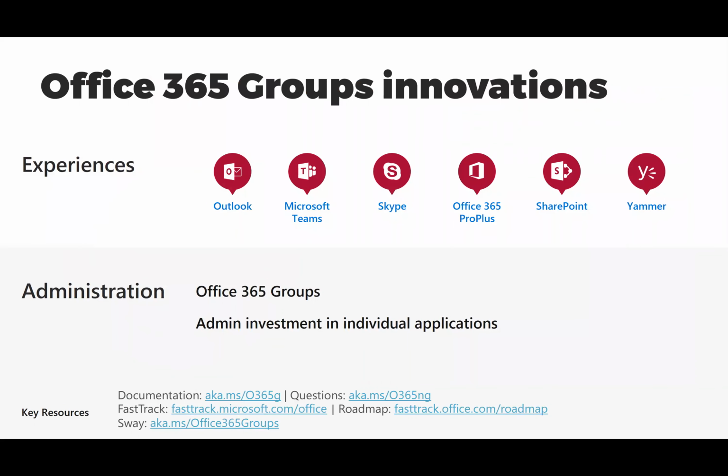And so what we looked at today was two parts. One was the experiences of Office 365 groups, and the next one was administration. There's also great documentation available at Fast Track. Do check our roadmap where we are keeping it up to date on what is the new functionality that is getting released, as well as great documentation for all of the features at aka.ms Office 365G.